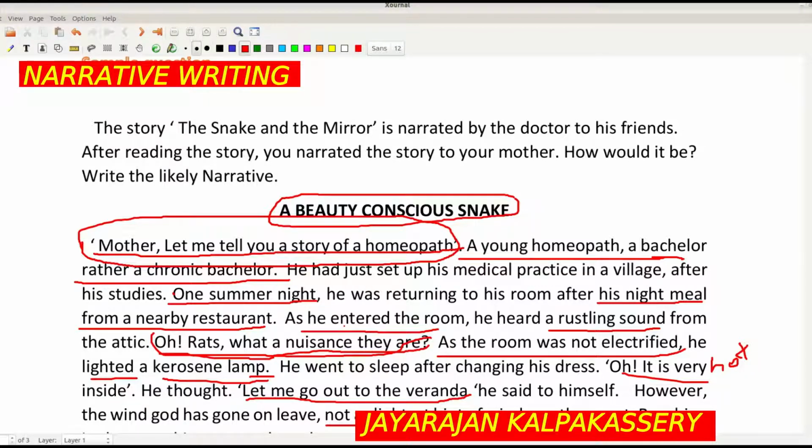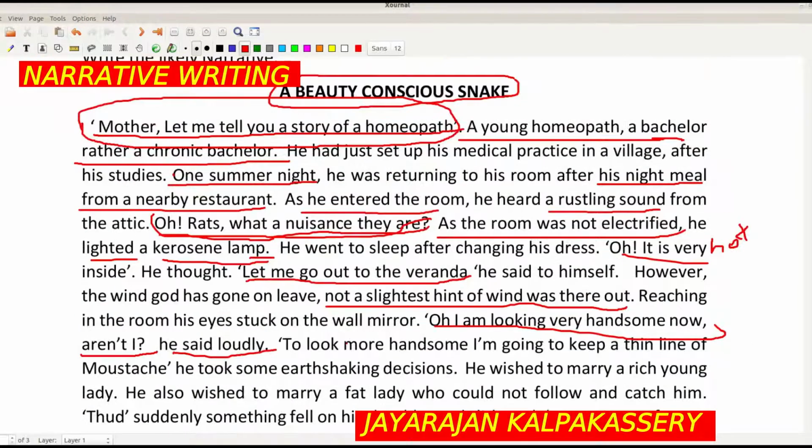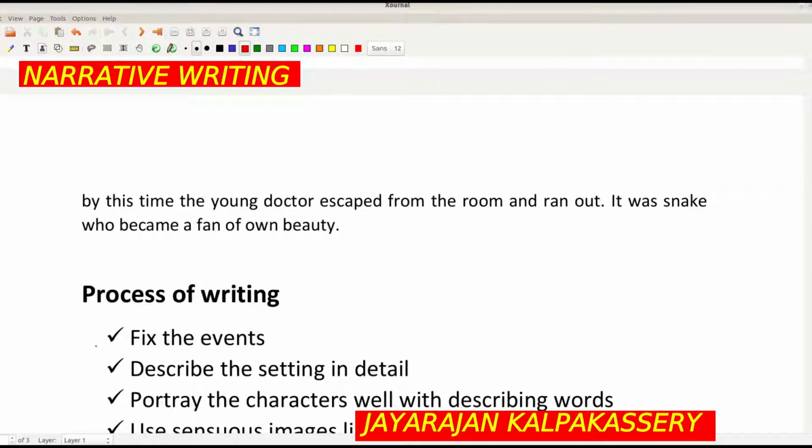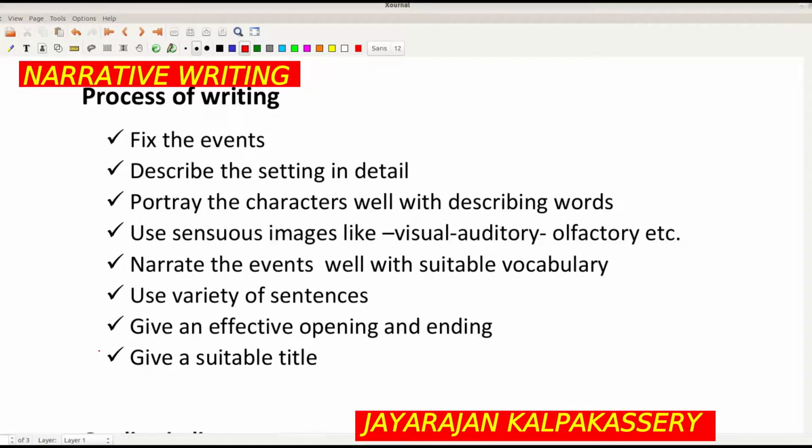So narratives are short stories. It is different from all other discourses. You might have noticed that one. While writing a narrative, we have to keep in mind, first thing is to fix the events. When we get a question, we have to think what will be the first event, how I am going to write that one, second event, third event, and how will I conclude it. That fixing of the events must be planned well.